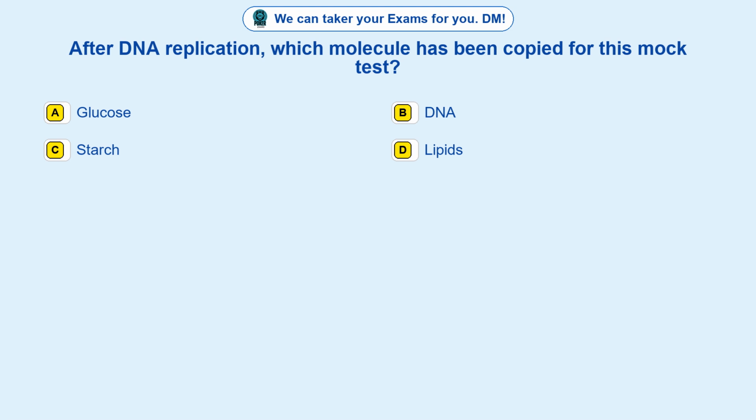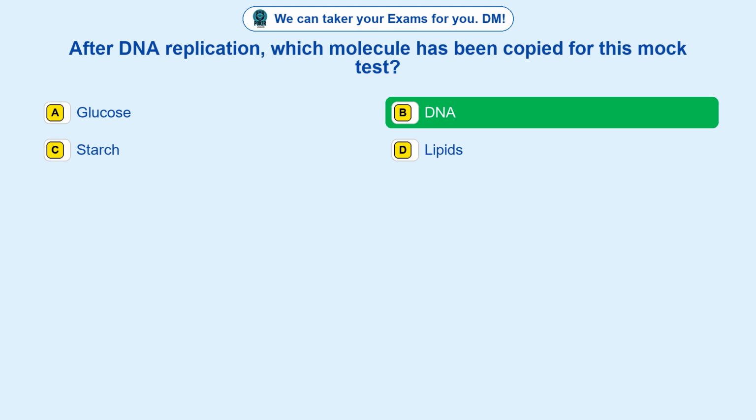Question 3. After DNA replication, which molecule has been copied for this mock test? Option A, glucose. Option B, DNA. Option C, starch. Option D, lipids. The correct answer is option B, DNA.